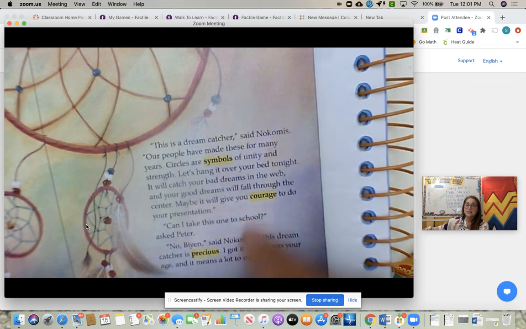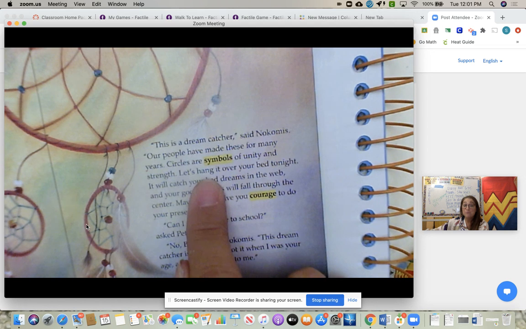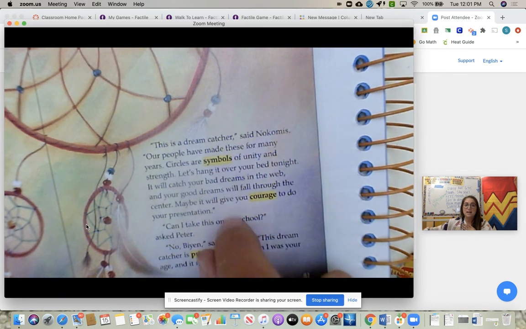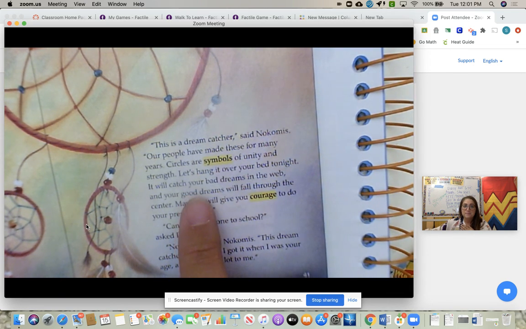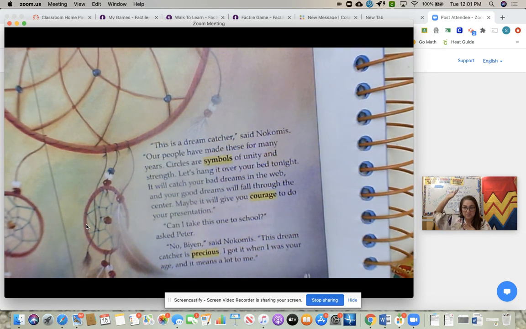All right. So paragraph 1 discusses the tradition and meaning behind a dream catcher. I didn't grow up with a dream catcher, so this is something I learned. I didn't realize that the good dreams fall through the center. That's something I learned. I knew that a dream catcher goes above your bed and catches your bad dreams.